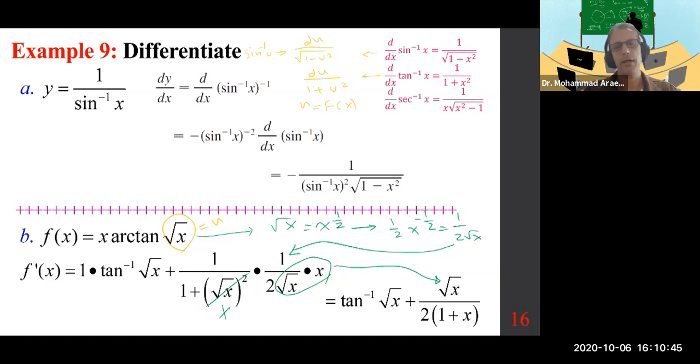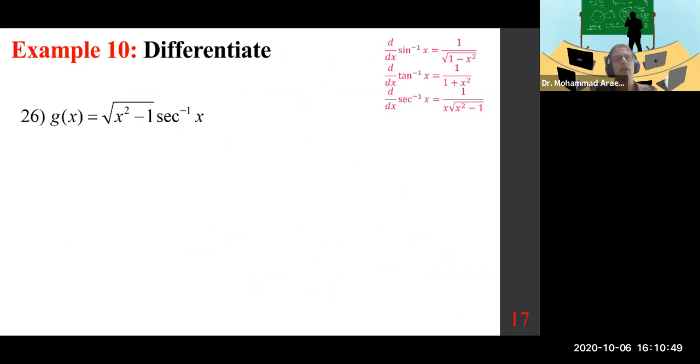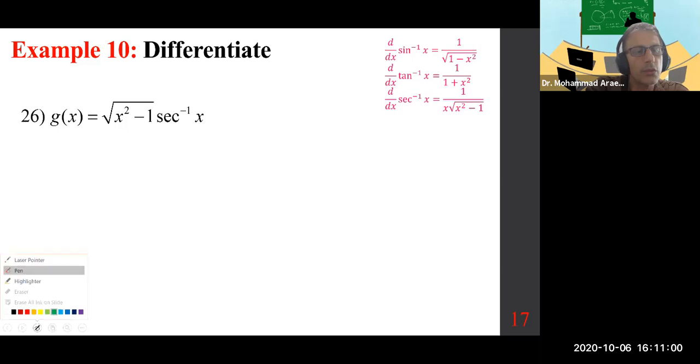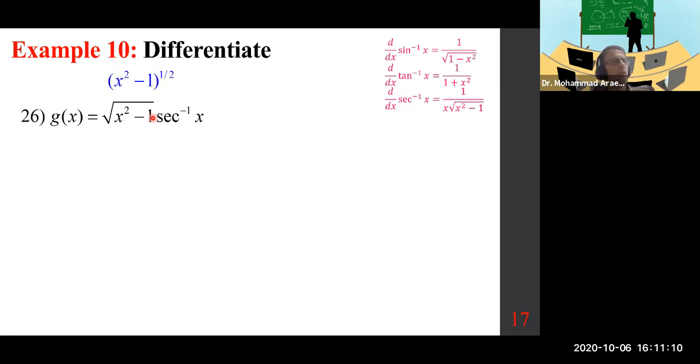All right, here's the next one. G of x is square root of x squared minus 1 times secant inverse. So here's what we get. The product rule again, so you put a raised dot in between. Now the first one, we write it to the power of 1/2, so we can do the differentiation. Okay, so let's see what we get.